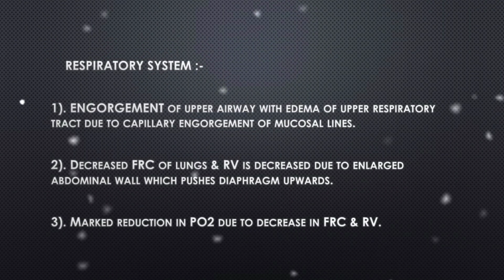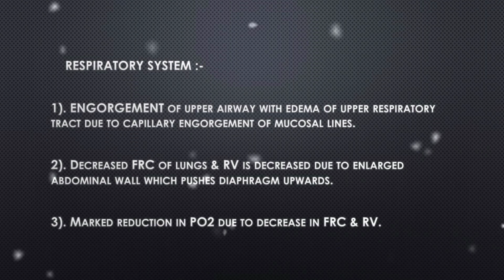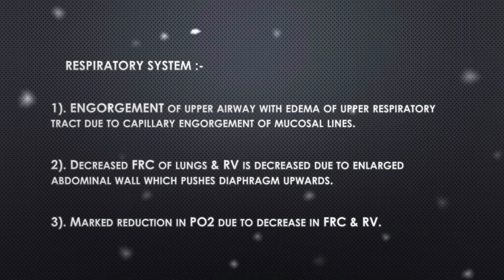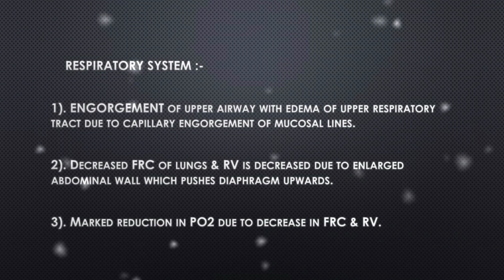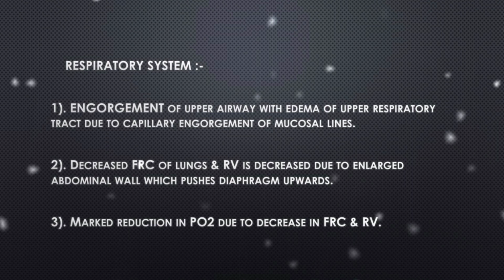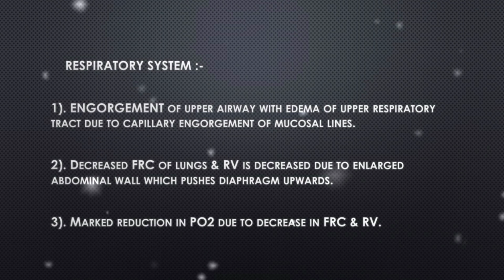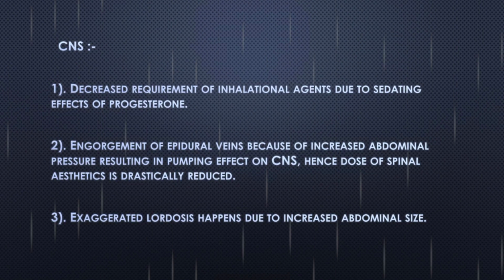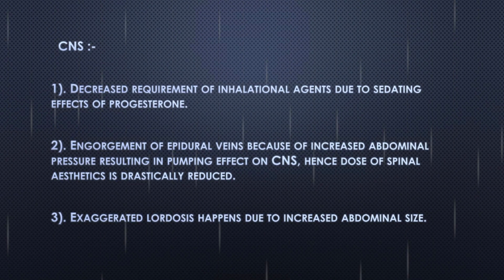Now we'll move to the respiratory system. There is engorgement of the upper airway with edema of the upper respiratory tract due to capillary engorgement of mucosal lining. Then there is a decrease in FRC, that is functional residual capacity of the lungs, and residual volume is decreased because the enlarged abdominal wall pushes the diaphragm upwards. Then there is a marked reduction in the partial pressure of oxygen due to the decrease in functional residual capacity and residual volume. Then we move to the CNS section, that is the central nervous system.